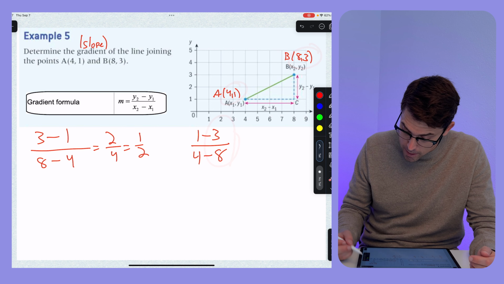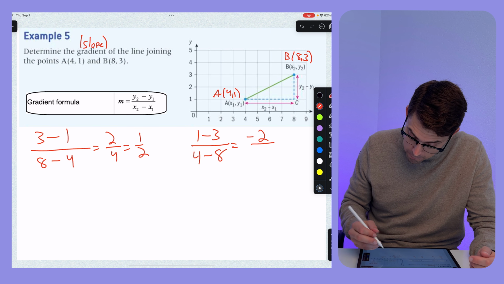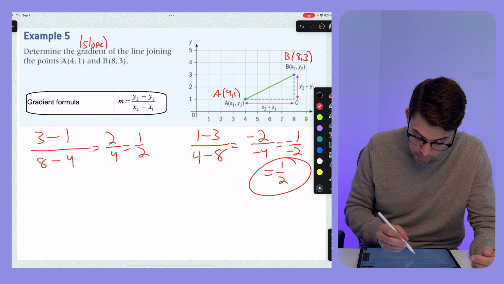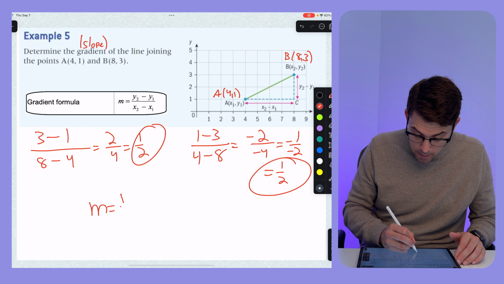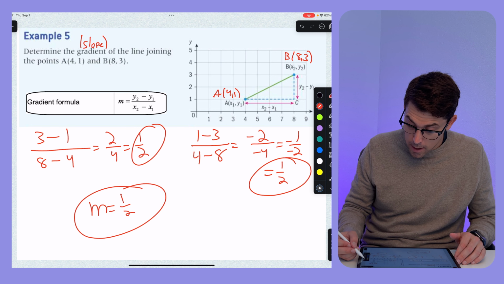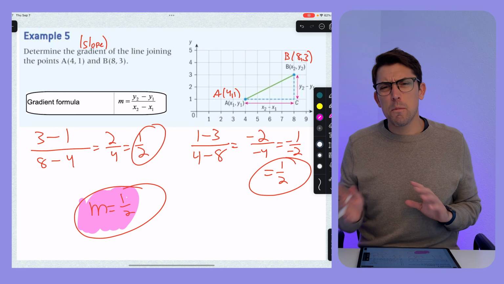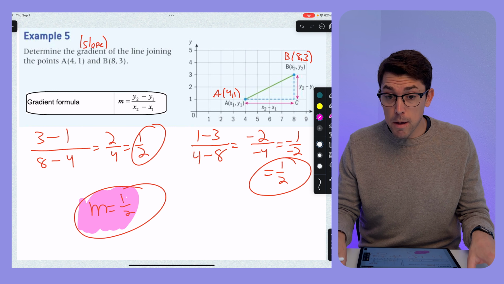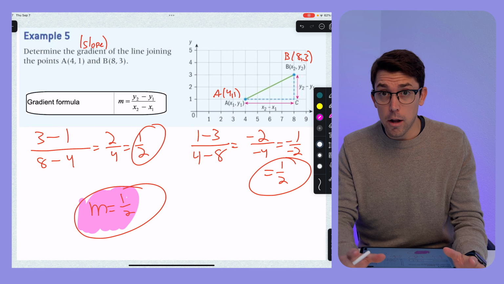They're still paired up, but I'll show you why it doesn't make a difference, because 1 minus 3 is negative 2, and 4 minus 8 is negative 4. I'm going to get negative 2 over negative 4, which gives me a positive 1/2, because I'm dividing by a negative number. So in each case, the slope, denoted by m, is 1/2. That will be my final answer for this specific question. Hopefully that sheds a little light on why the order doesn't matter, but what does matter is making sure your x2, y2, x1, y1 are paired up accordingly.